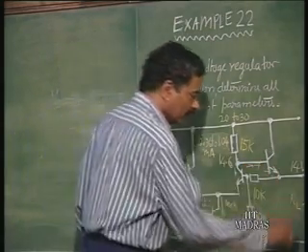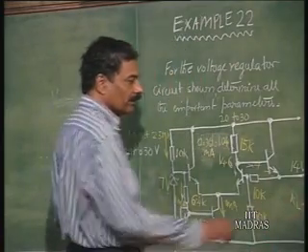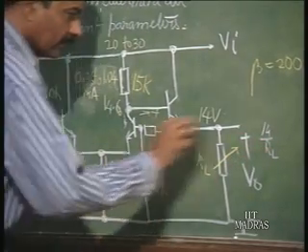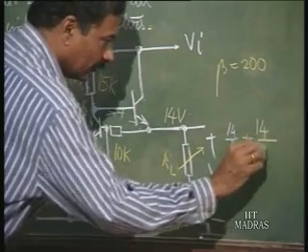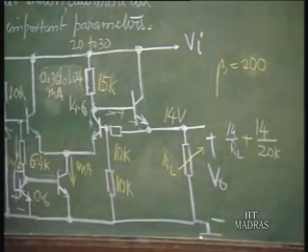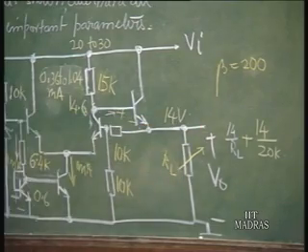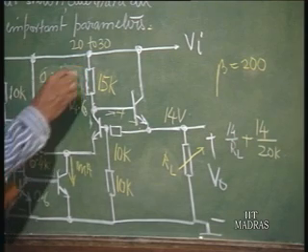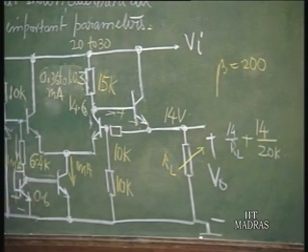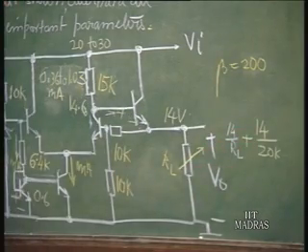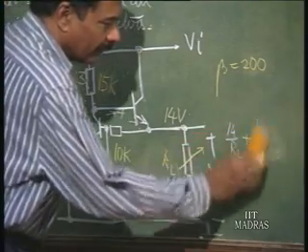So, the current in this is 14 by RL. So, 14 by RL, okay, plus of course 14 by 20 K, right, this current is 14 by RL plus 14 by 20 K, 1.03, okay, that does not matter, not much of a change. So, 14 by RL plus 14 by 20 K, which is how much? This is 0.7 milliamperes.